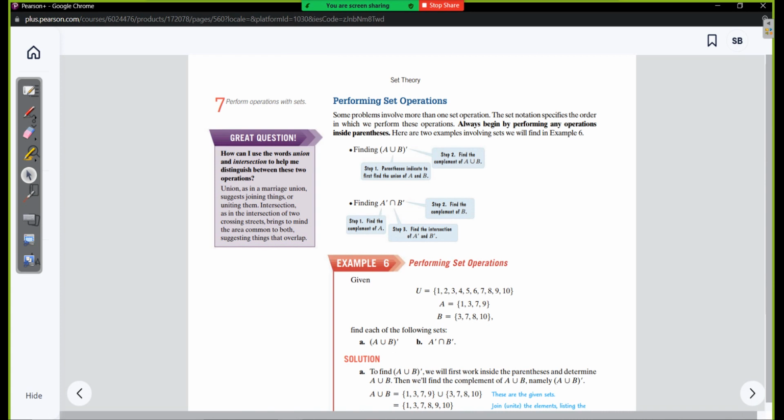Okay. So performing set operations on sets is kind of like how you would imagine, right? We remember PEMDAS. It's kind of like PEMDAS, right? We're going to deal with the things that are in parentheses before we deal with anything else. So, performing set operations, some problems involve more than one set operation. The set notation specifies the order in which we perform these operations, right? The set notation, of course, means we're going with PEMDAS. Always begin by performing any operations in parentheses.